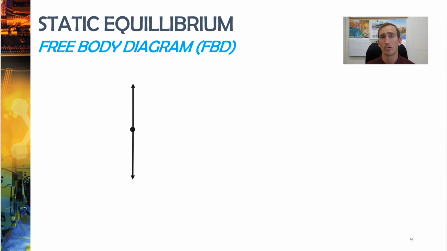Here's a big no-no for free body diagrams. A lot of the time in physics, you might see something that looks like what you see below: a dot with an arrow down and an arrow up.